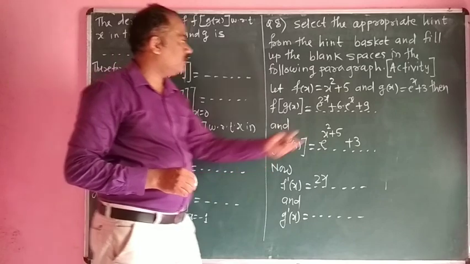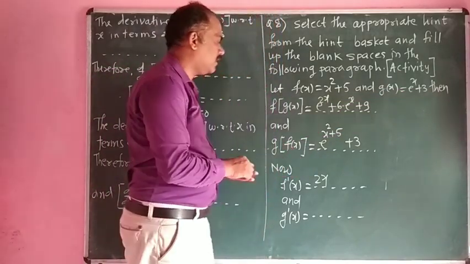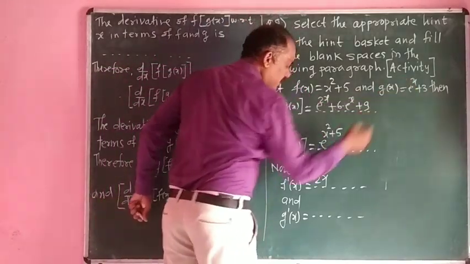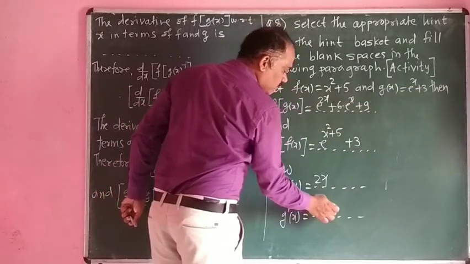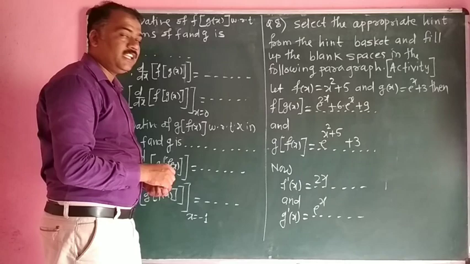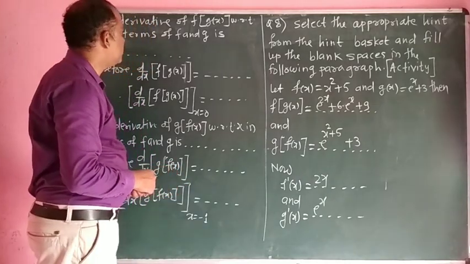g dash of x, we have to differentiate this with respect to x. First of all, we take the derivative of e raised to x. Derivative of e raised to x is nothing but e raised to x. 3 is a constant, so its derivative is 0. That is e raised to x plus 0, which is nothing but e raised to x.